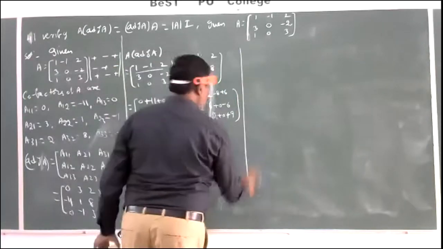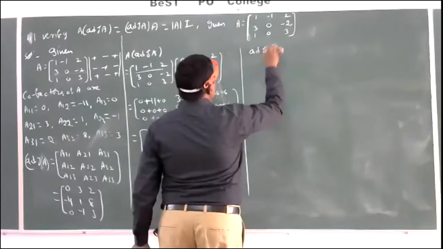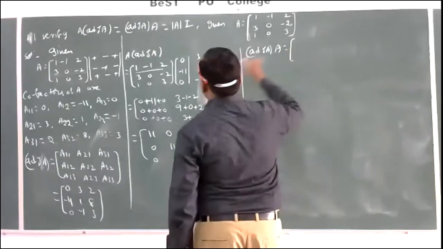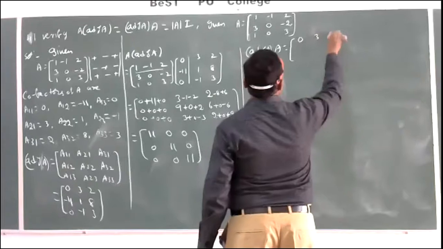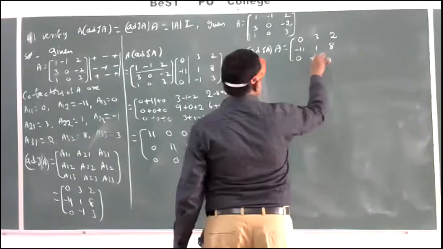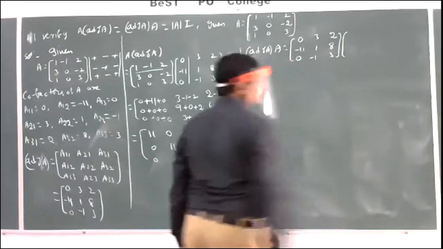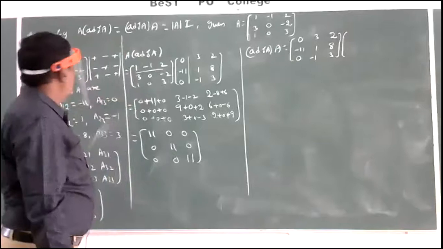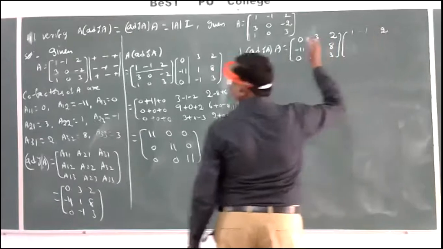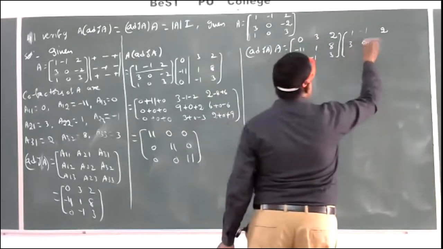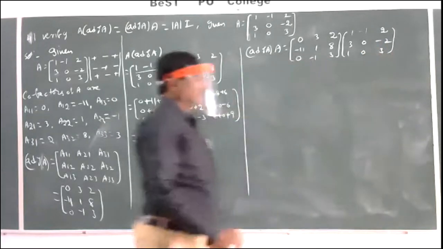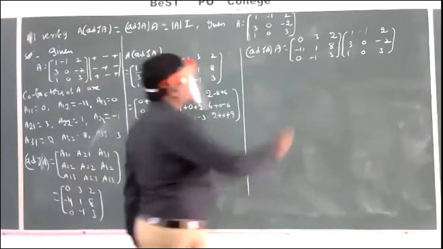Next, adjoint A into A. Here, adjoint A is [0, 3, 2; -11, 1, 8; 0, -1, 3]. Adjoint A into A, with A as [1, -1, 2; 3, 0, -2; 1, 0, 3]. Multiply these two matrices.